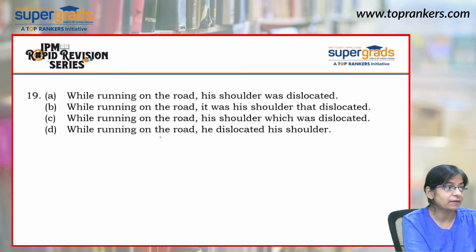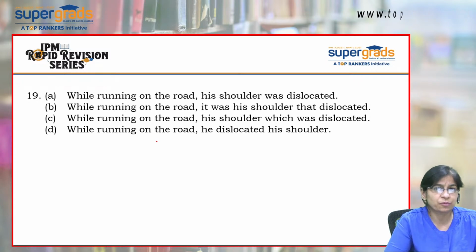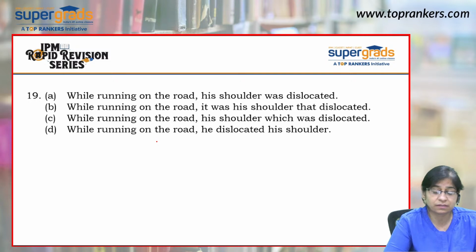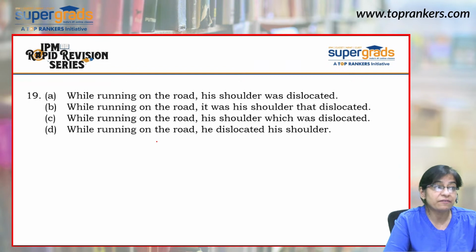Now the next one. While running on the road, again, the question says the same. You have to find the most appropriate sentence type where the modifier has been correctly placed. So this one says, while running on the road, his shoulder was dislocated. While running on the road, it was his shoulder that dislocated. While running on the road, his shoulder which was dislocated, or while running on the road, he dislocated his shoulder. What do you think is the right answer choice?